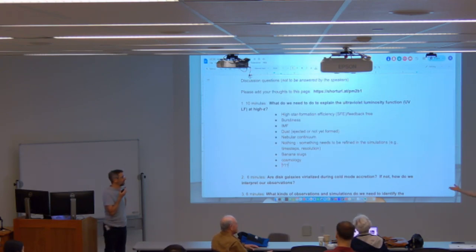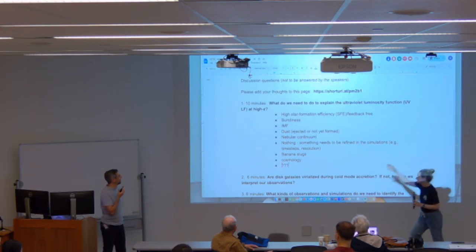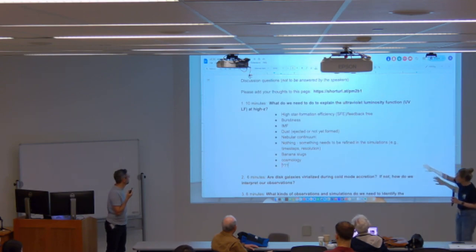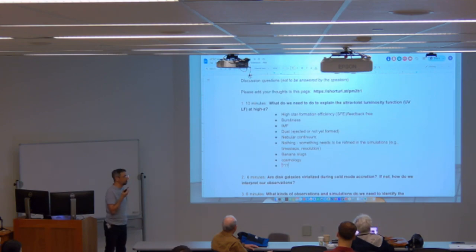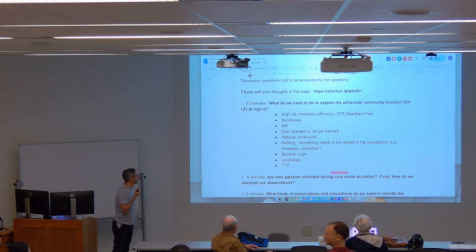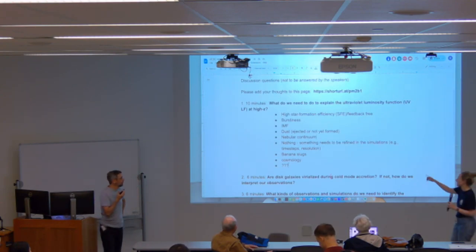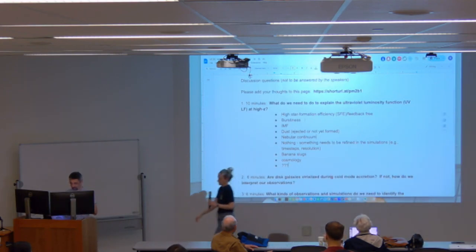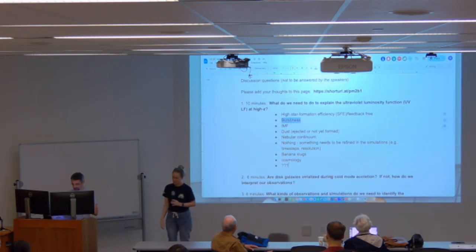So the winners are, Roberto, early. I think burstiness was the one getting the most. Yes, and then the second one was more like IMF and nebular continuum, I think, were big. I agree with that. Anyone want to write a summary statement? You're welcome to do that. We should maybe, Roberto, just highlight in blue the big ones. I can do that if you want, maybe in the document.